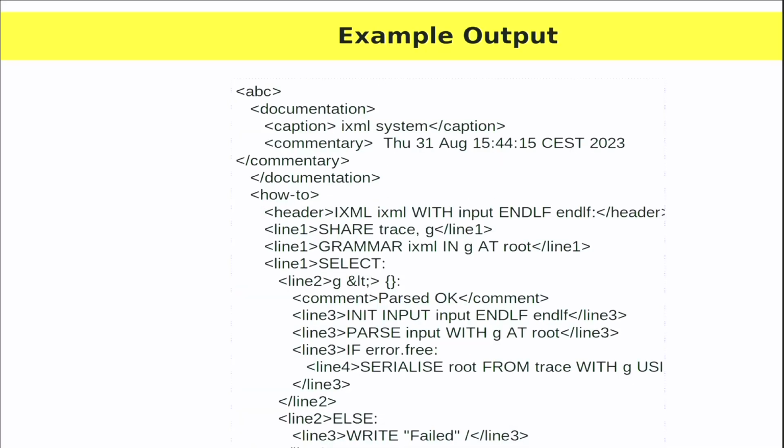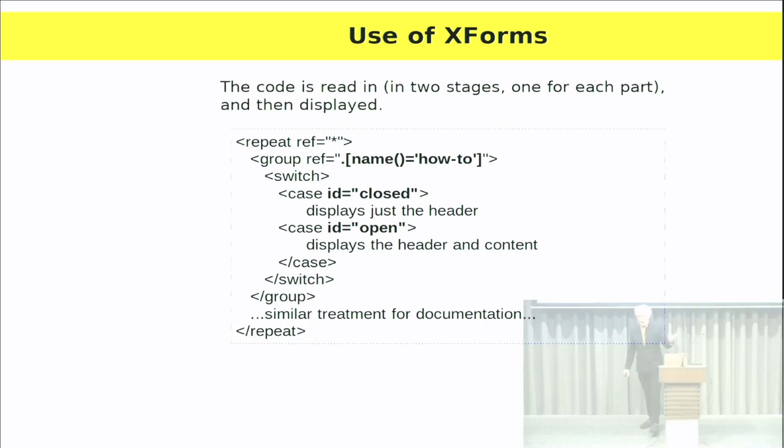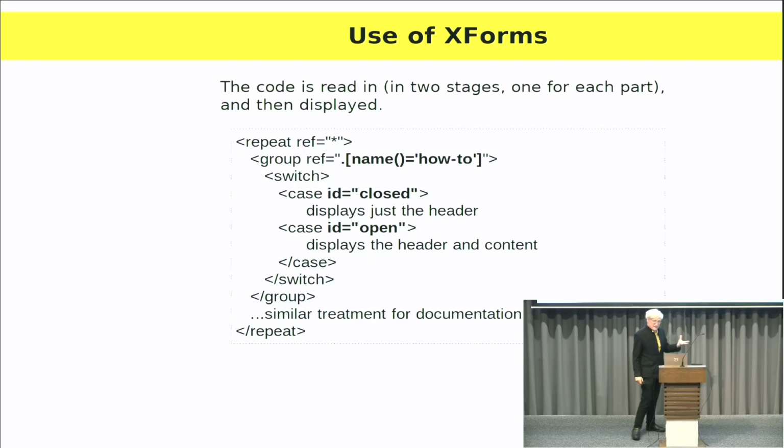So this is what that same how-to now looks like coming out. There's that bit of documentation at the top that says it's the ixml system, and I've got a date there. And then the how-to, which has its header, and then a number of lines at different indentations of the program text. Fairly obvious, but now we've got structured data, and now we can feed this into XForms. So how does the XForms use that? Well, the code's read in two stages, one for each part, which you saw me selecting when I went from one to the other, and then we display it.